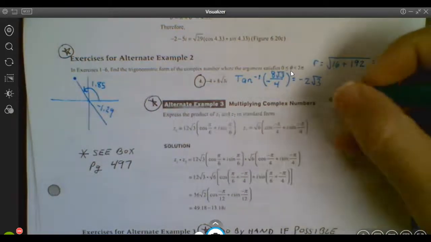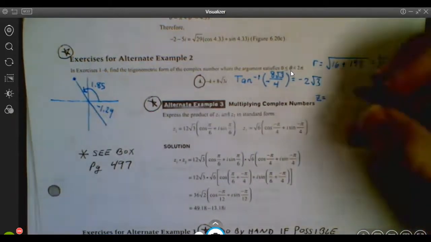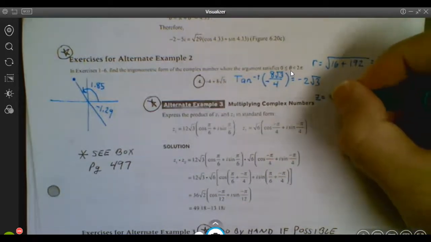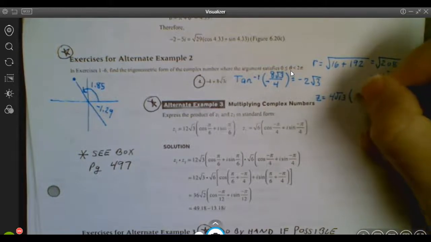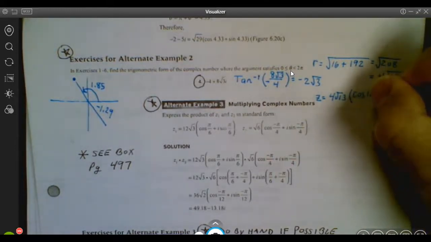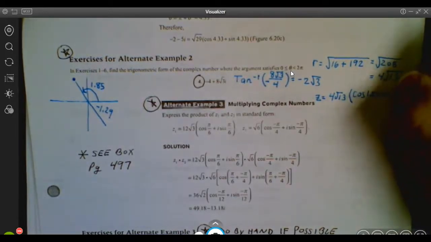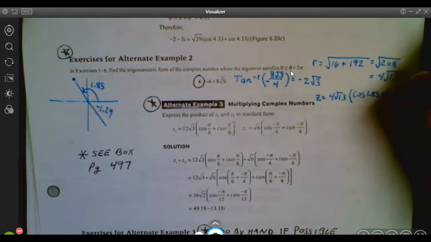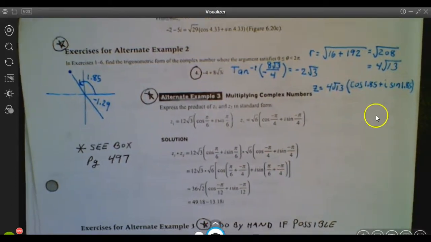So to finish this one off, we're going to put this in terms of r, and then we got our cosine theta plus i sine theta. Barely got it in there. Okay, so that's converting into trig form, or polar form looks like this.